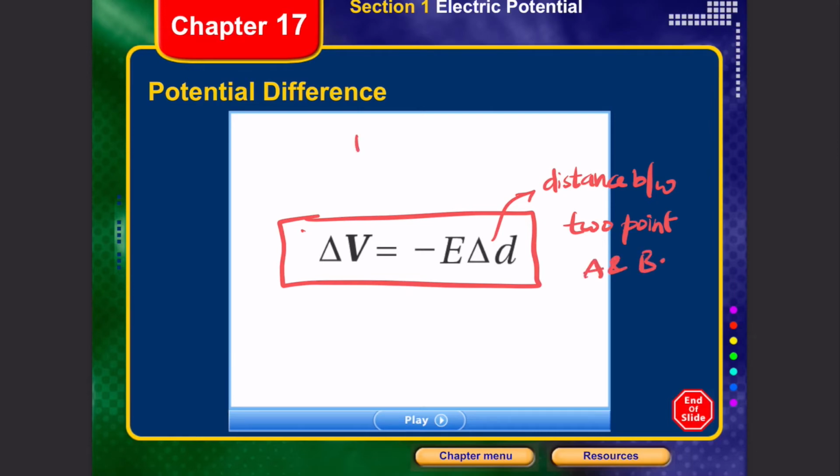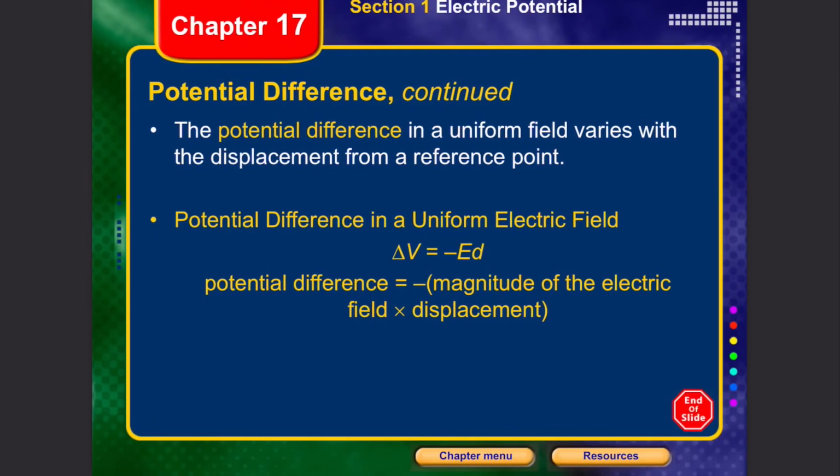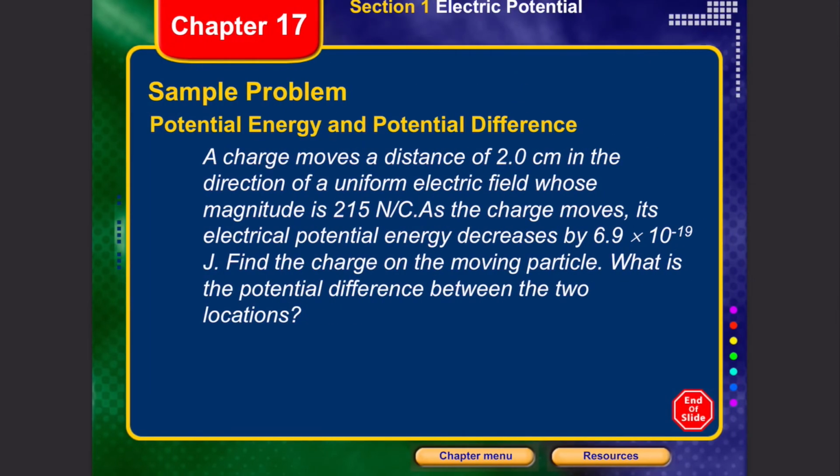Potential V here is a scalar, which means that there is no direction involved. So we do not need to write any direction for potential difference. This is the formula, delta V equals minus E times D. So let's try a problem and let's see if we can solve it.